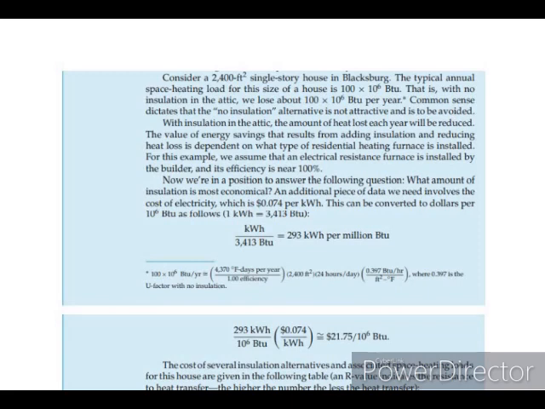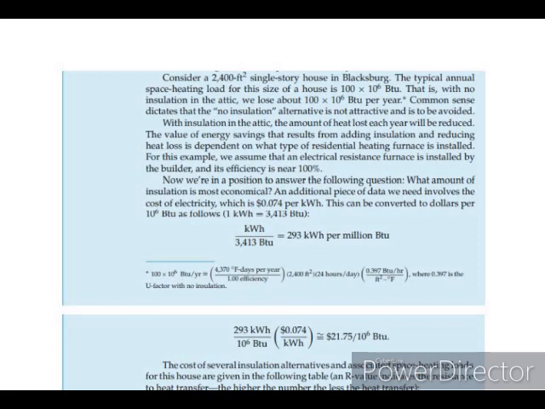So for this example, we assume that an electrical resistance furnace is installed by the builder, and its efficiency is near 100%. So now we're in a position to answer the following question: what amount of insulation is most economical? An additional piece of data we need involves the cost of electricity, which is $0.074 per kilowatt hour. This can be converted to dollars per 10 raised to 6 BTU as follows.